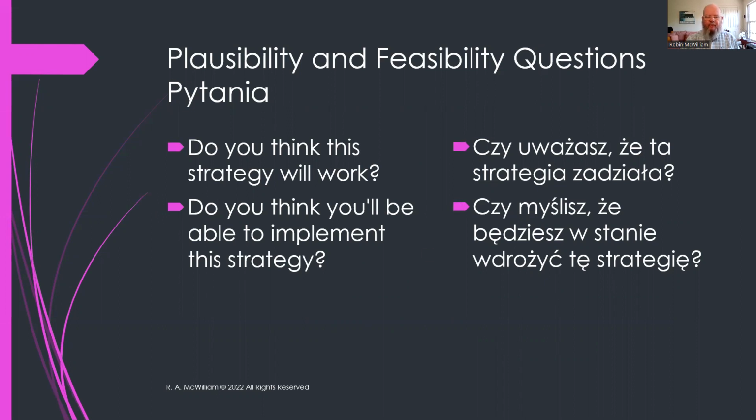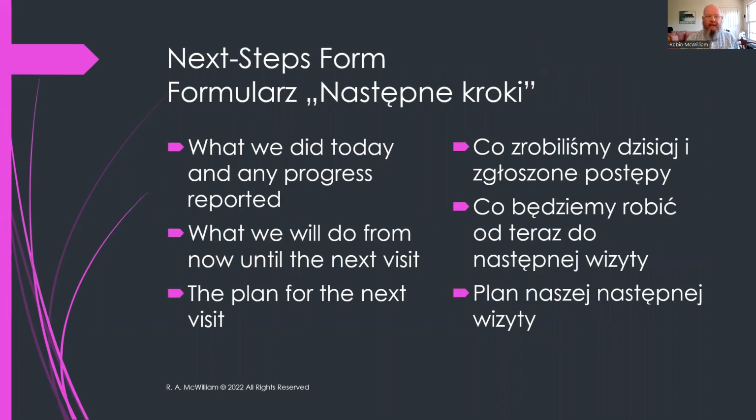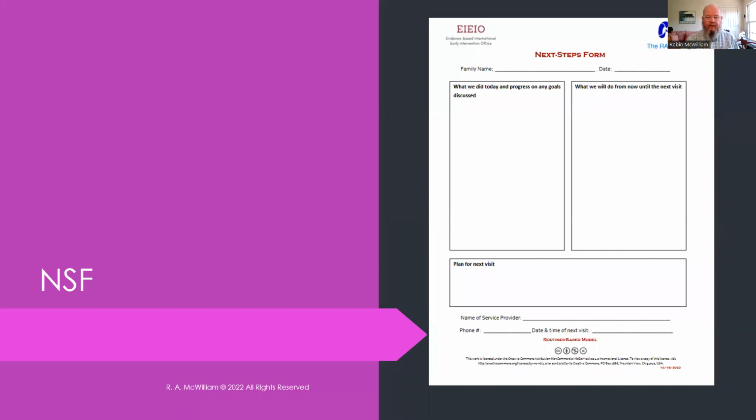Now, a really important support for the consultative approach is the next steps form. The next steps form provides a space for documenting what we did today and any progress reported, what we will do from now until the next visit, and the plan for the next visit. Our paper version of this looks like this. So we call this the next steps form.